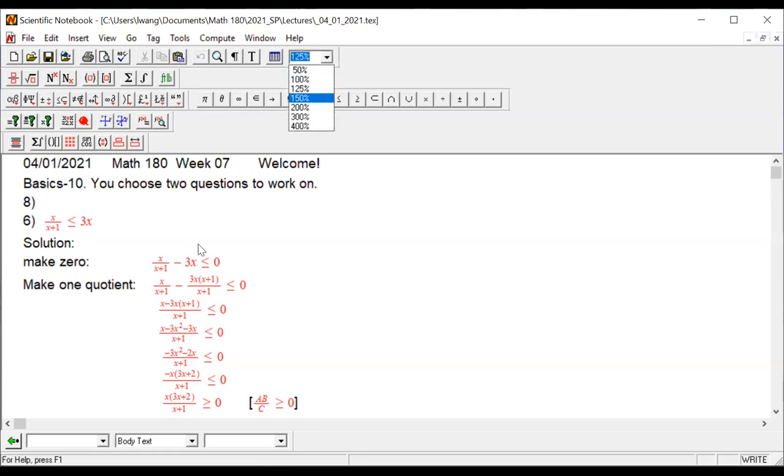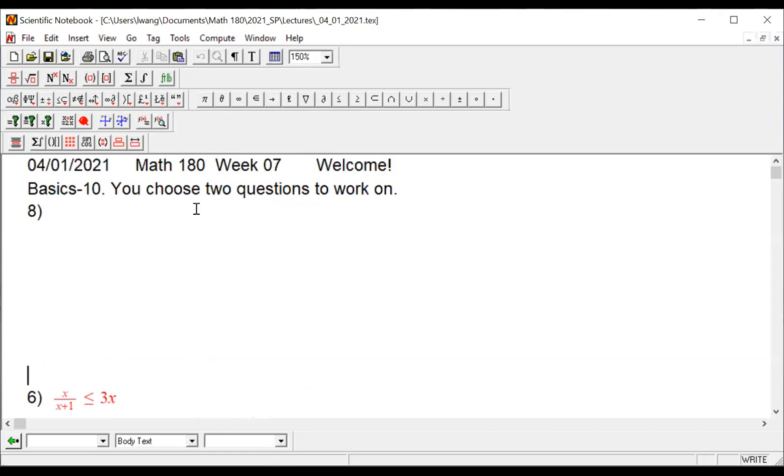Okay, so make it just a little bit larger. The first step is still what? Making 0 on one side and then making one quotient. Okay.